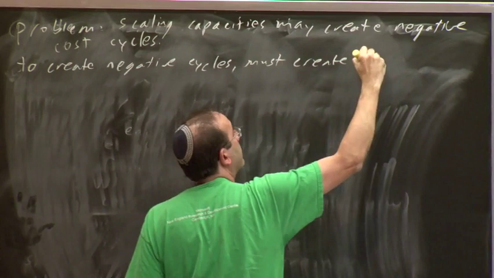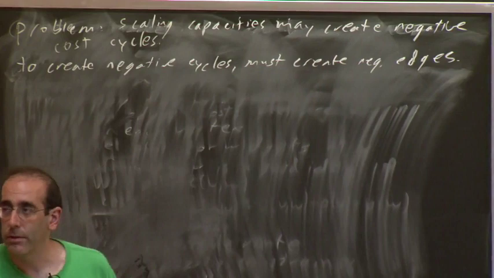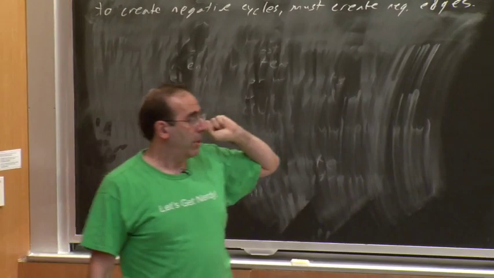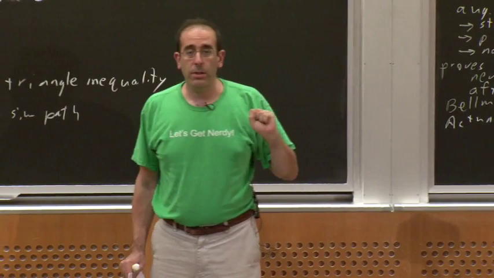If you don't have negative edges, you don't have negative cycles, right? We've been working with this feasible price function that made all of our edges non-negative. So at the start of a phase, we had a min cost flow. We had a feasible price function. So all of the reduced costs in our residual graph were non-negative.